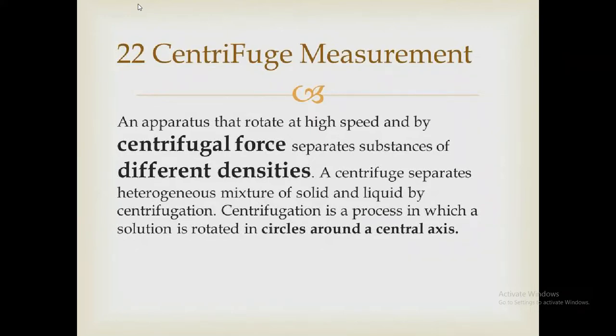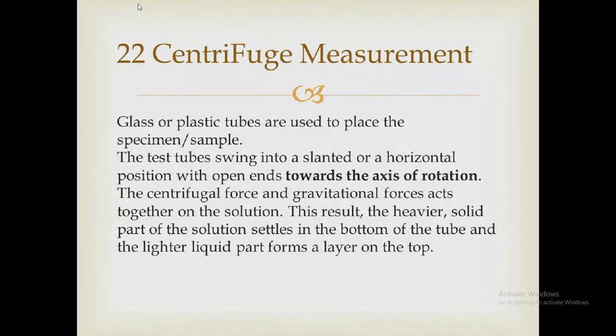Centrifugation is a process in which a solution is rotated in circles around a central axis. Very important, the word is central axis. In centrifuge measurement, a glass or a plastic tube is used to keep the specimen. The test tube swings in a slanted or a horizontal position with the open end towards the axis of rotation. The open end of the tube will always face the axis of rotation, towards the center.